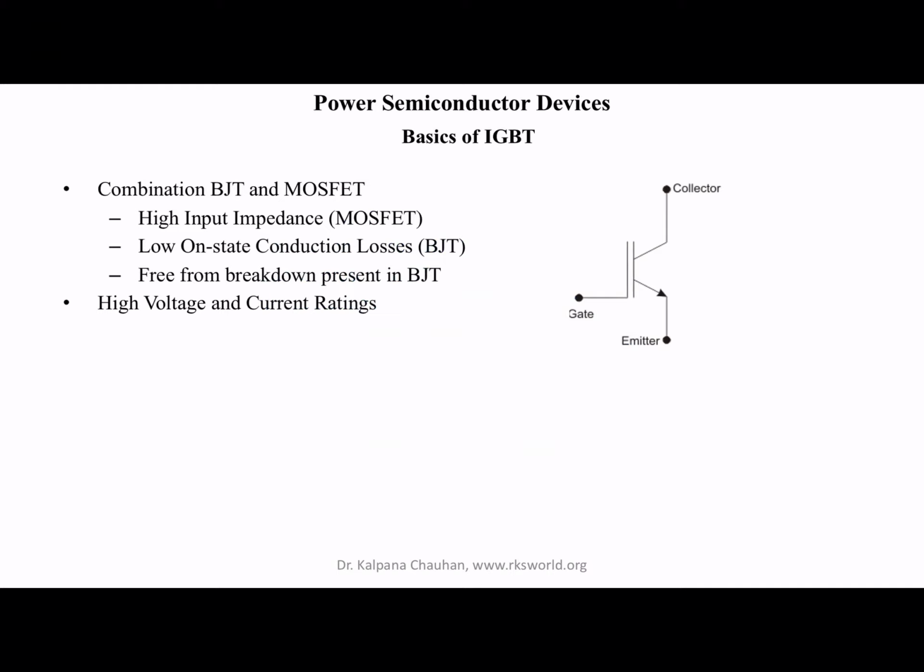Actually, the IGBT is superior to the BJT and MOSFET, and it is a combination of both these devices. It is a combination of BJT and MOSFET. Its symbol is here. We have gate, collector, and emitter. It has high input impedance like a MOSFET, and low on-state conduction losses like a BJT. It is free from the breakdown that is present in the BJT. This device, the IGBT, shows high voltage and current ratings.